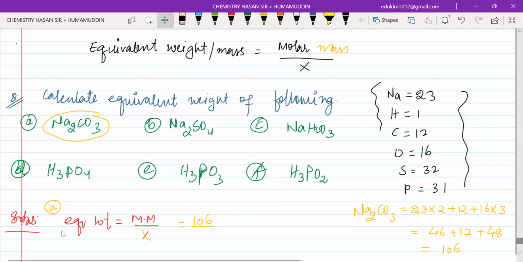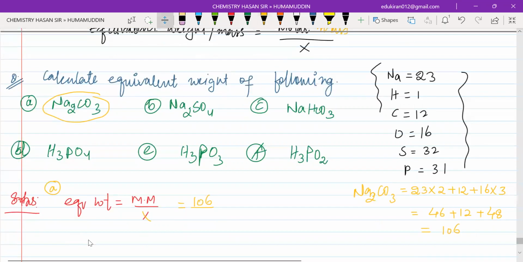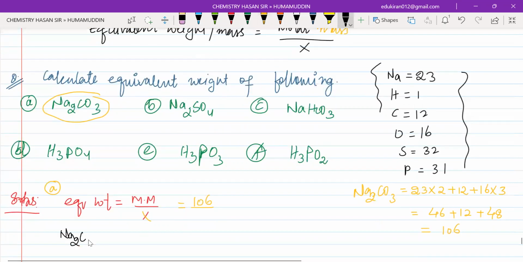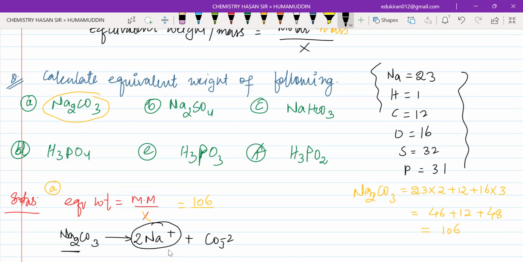And now you are going to see Na2CO3 is a salt. If you are going to dissociate it into ions, 2Na+ and CO3 2-. There are 2 Na, so I'm going to put 2. So total positive charge will be +2 because Na has +1 charge and 2 Na is there. And total negative is -2. So you are just going to take 2, either positive or negative, they will be equal. So equivalent weight of Na2CO3 will be equal to 53.